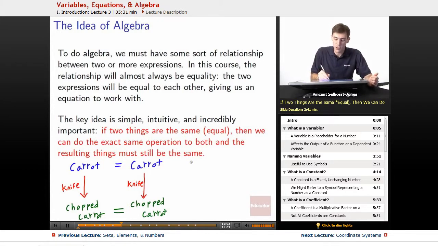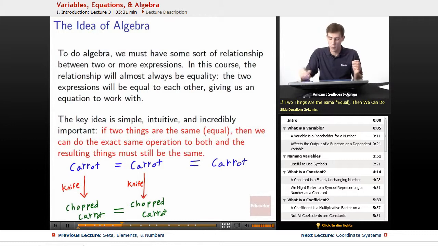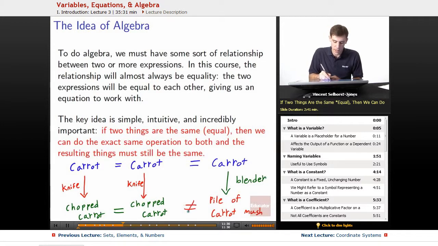Now compare that to if we had a third carrot that was exactly the same as his other two carrot brothers. But instead of using a knife on him, we decide to shove him into a blender, right? We put him in a blender and we run it for a minute. Out of that blender, we are going to get a pile of carrot mush. And that carrot mush pile is going to be nothing like those chopped carrots. So it doesn't matter that we just started with equality. Starting with equality is important, but if we don't do the same thing to both sides of our equation, we wind up with totally different things.